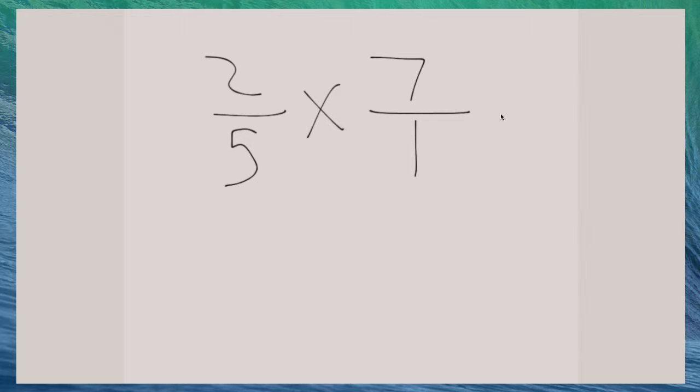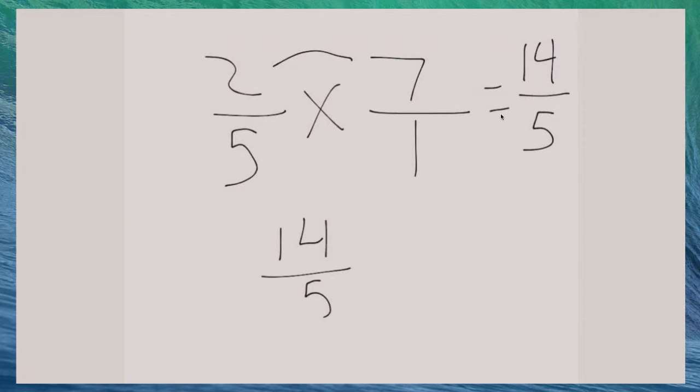The second step in the process is to multiply the numerators. So 2 times 7 equals 14. My next step is to multiply the denominators. 5 times 1 is 5. This leaves me with the improper fraction of 14/5. I need to first change this particular answer into a mixed number.